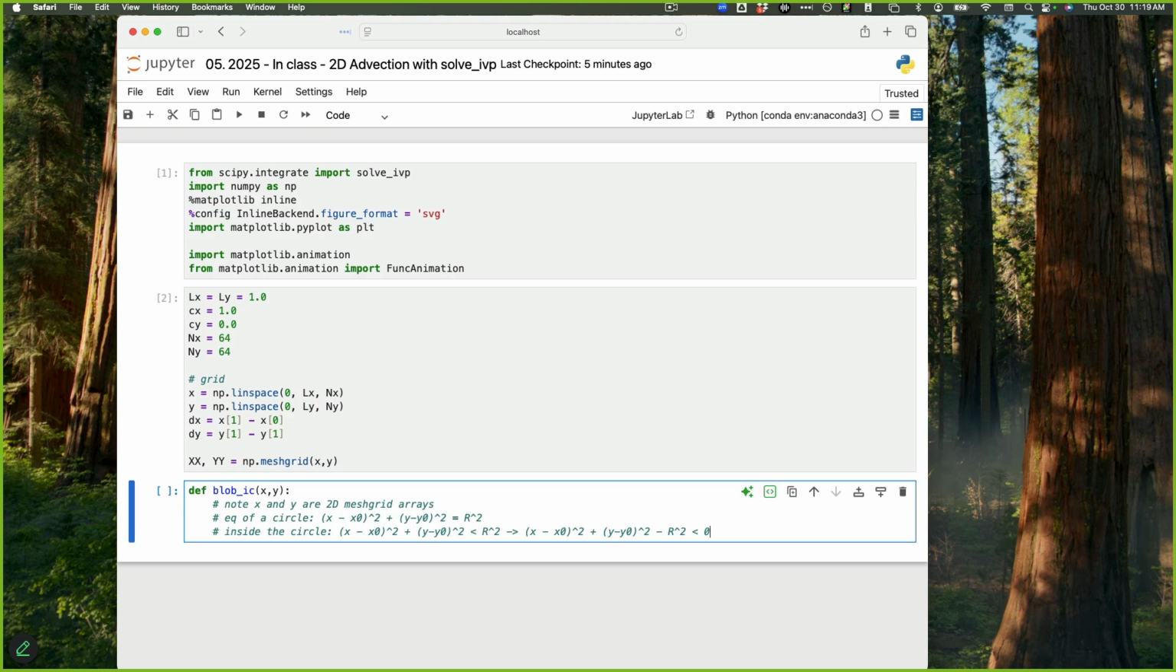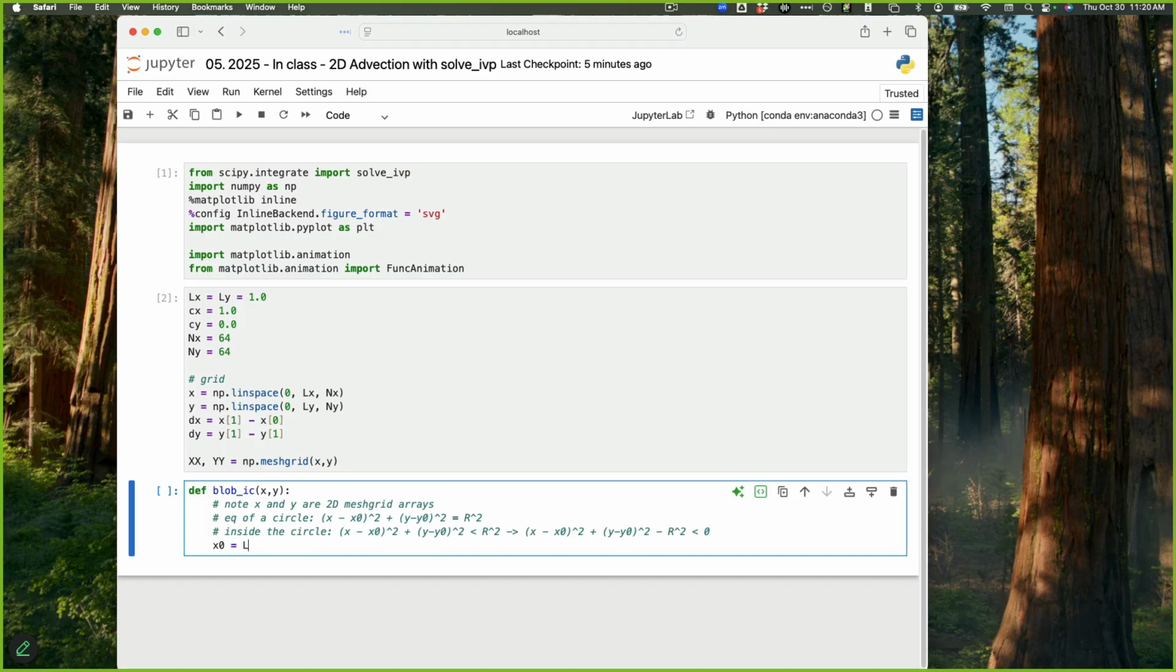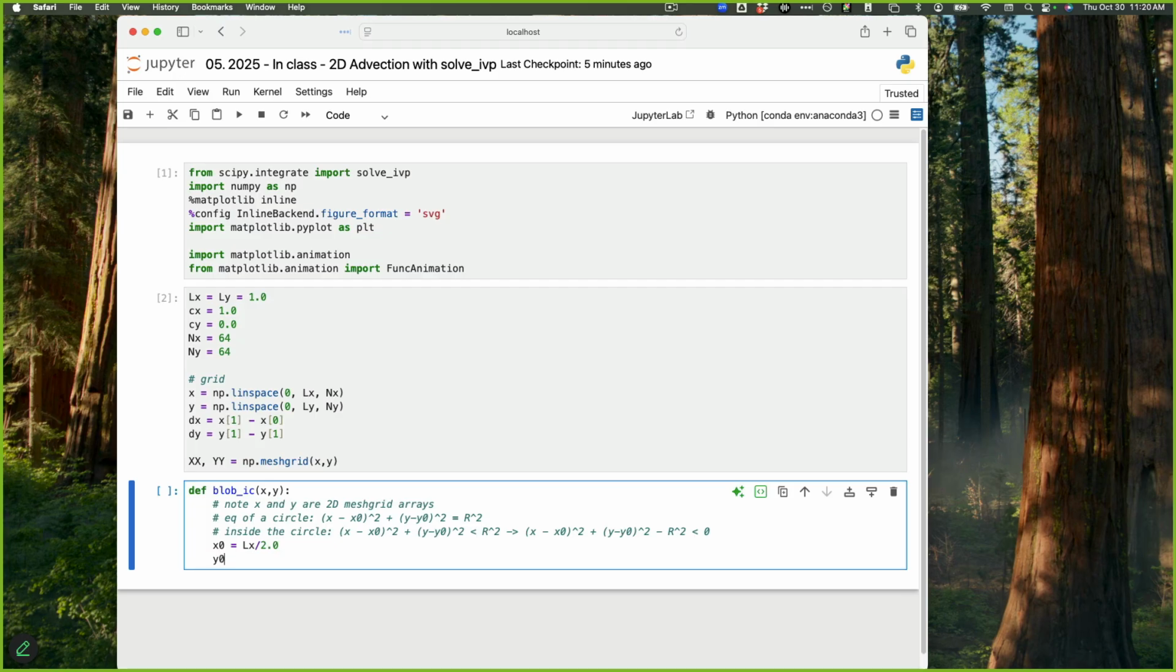Okay? So inside the circle I'm going to put values of 1, and outside the circle, values of 0. Now I have the coordinates, x and y. So all I need to do is say where I want my center to be, and then find out where that difference is less than 0, fill it with 1, otherwise fill it with 0. Okay, so let's do this. x0, let's put it in the middle of the domain, Lx over 2, and y0 is Ly over 2.